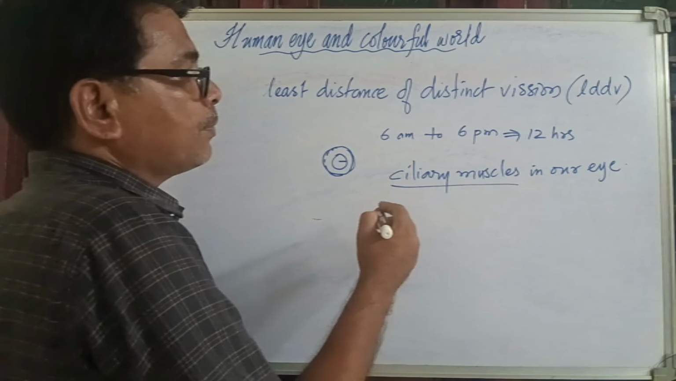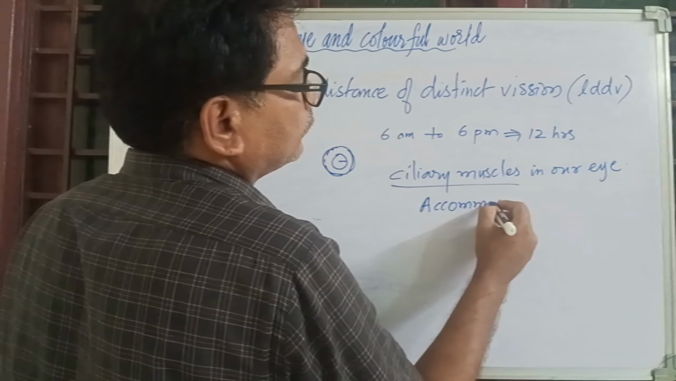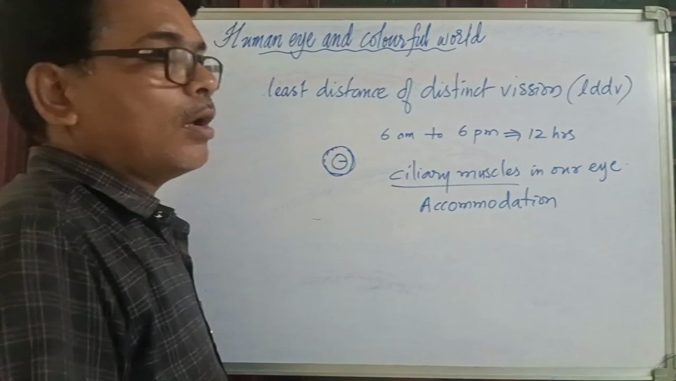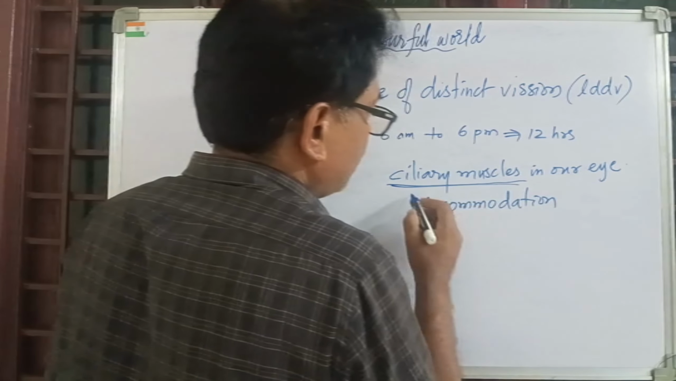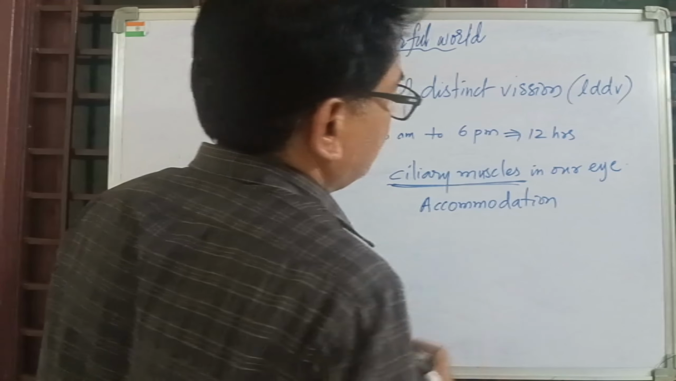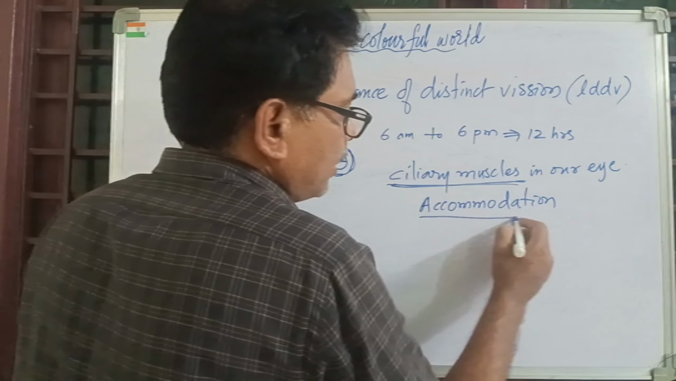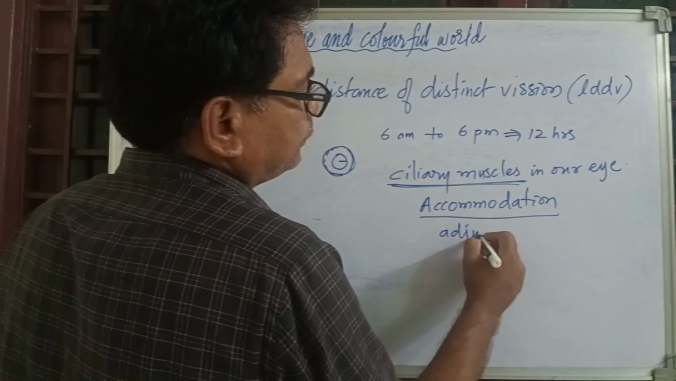So they lost a property called accommodation. Accommodation is the working principle of the ciliary muscles. That means they adjust the focal length. Accommodation means adjusting the focal length.